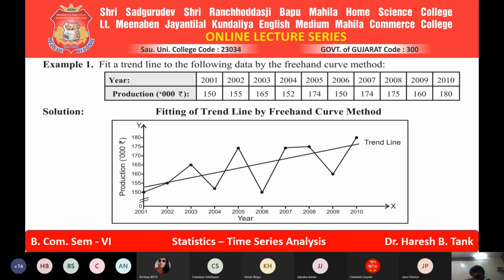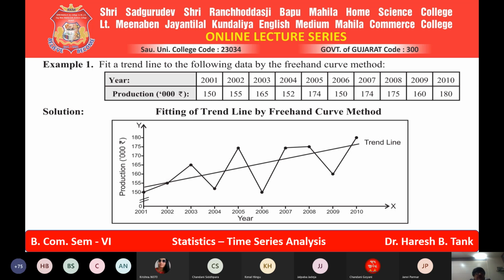Look, all these points are in a zigzag form. Zigzag form in the sense that if you try to connect each of them, naturally you will find a zigzag mechanism. So 150, the second point 2002, third point 2003, 4, 5. It may look somewhat like this zigzag. This is called a zigzag. Among these points, we have to draw a best fitted line.